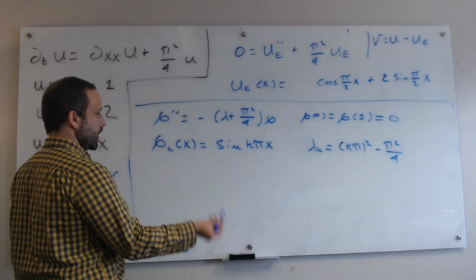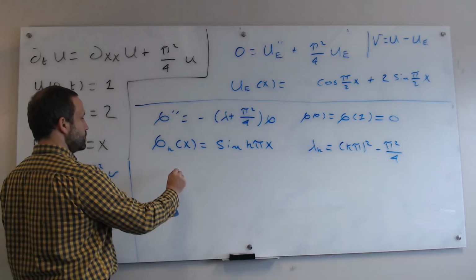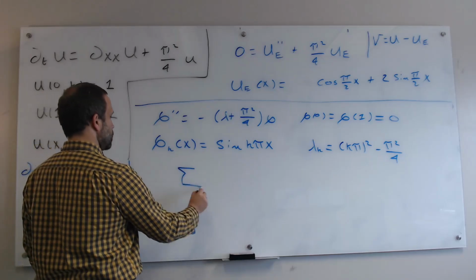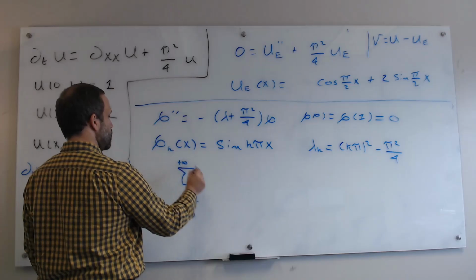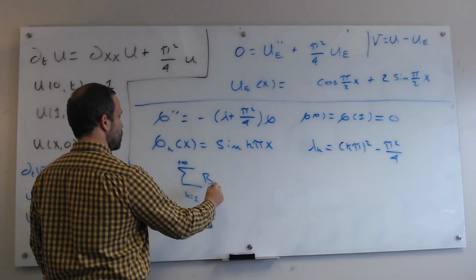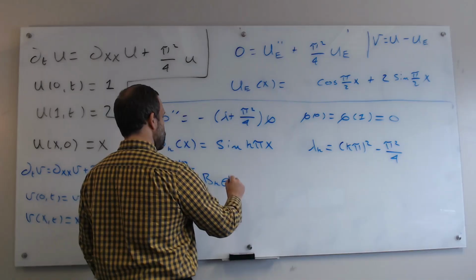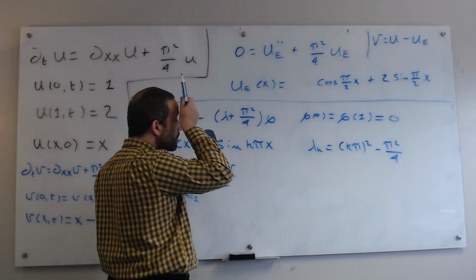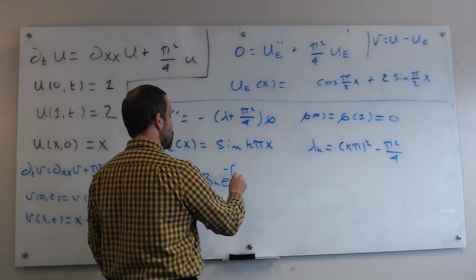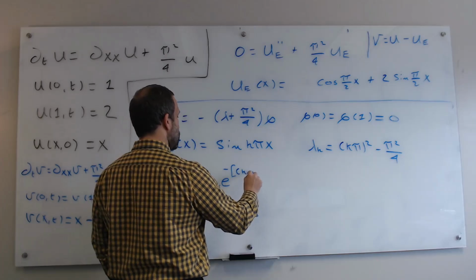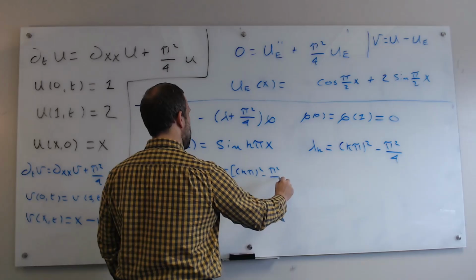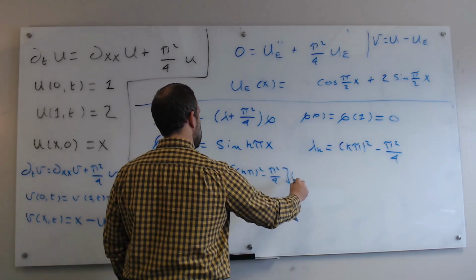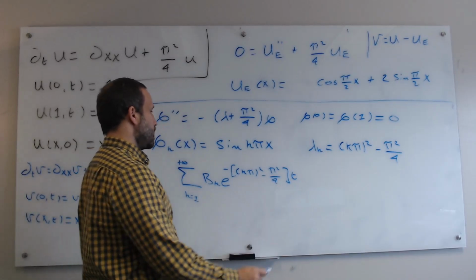So what we're going to get then is v of x, t is going to be the sum k equals 1 to infinity of b_k e to the minus lambda_k t. So in this case, it will be e to the minus k pi squared minus pi squared over 4, t, times sine of k pi x.